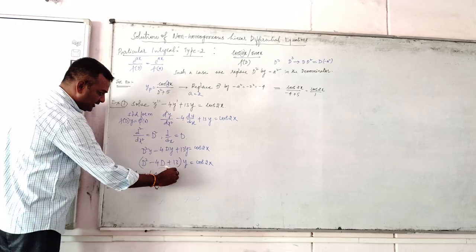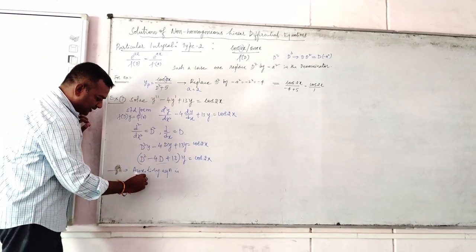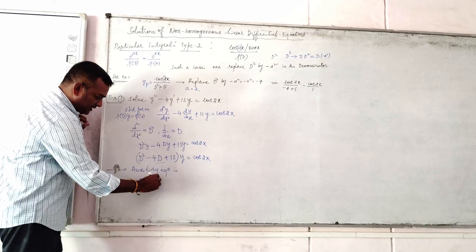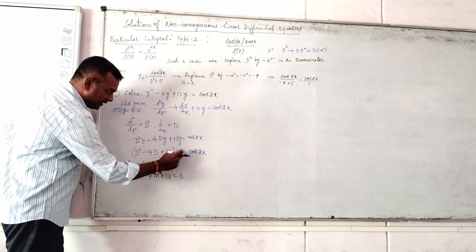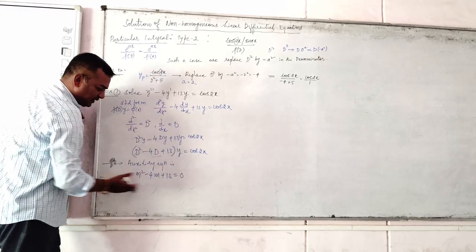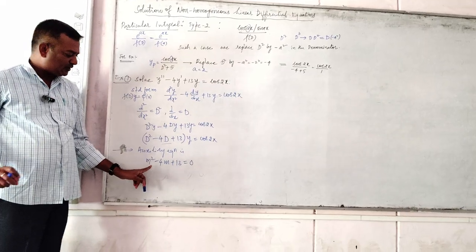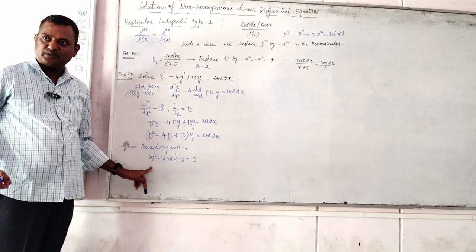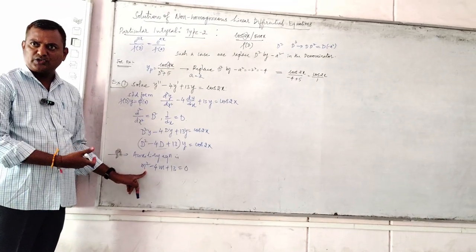Auxiliary equation is obtained by what? Replacing D by m. It will become m square minus 4m plus 13, and neglect y and cos 2x. You will get the auxiliary equation. So to solve this auxiliary equation, what is it about? It is a quadratic equation. How to solve a quadratic equation?